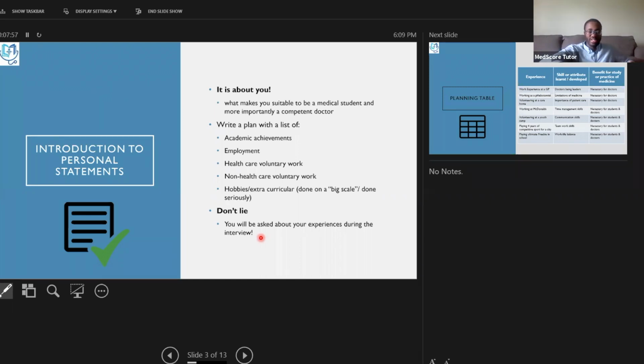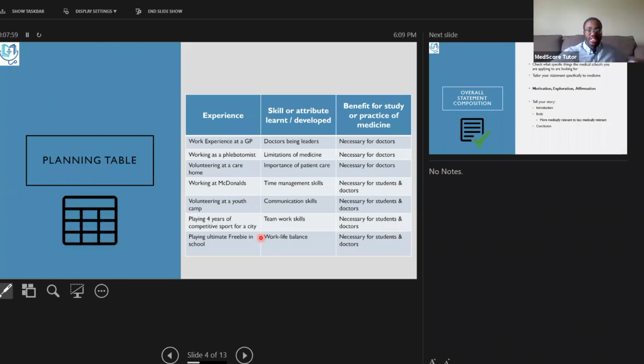So moving on, this is the planning table that I talked about earlier. This area here, the benefits of studies, is just pretty generic. So what you want to do is think about your experiences. What experiences have I had? Like I said, list all your experiences. List the skills or attributes you've learned or developed. So things that you've learned, things that have given you insight into being a doctor, etc., etc.